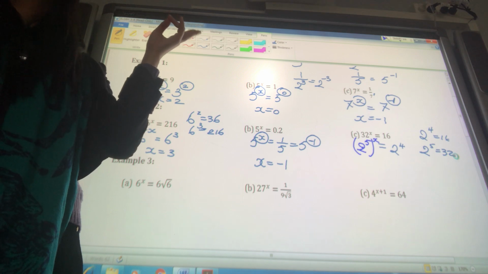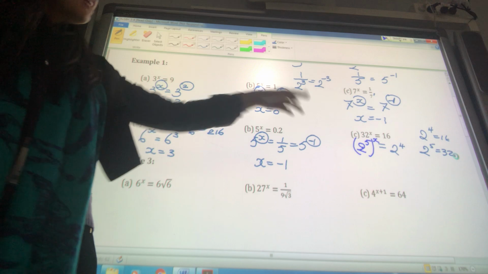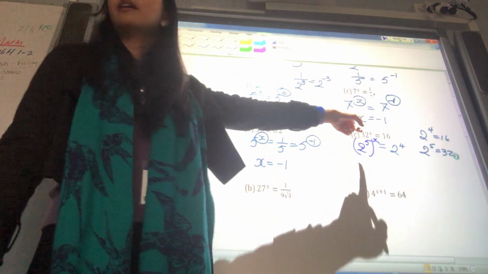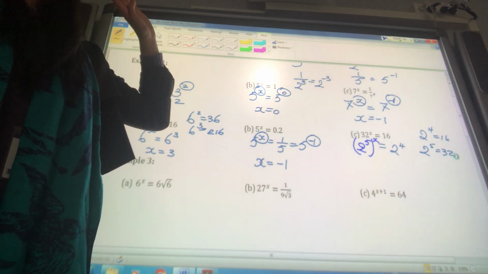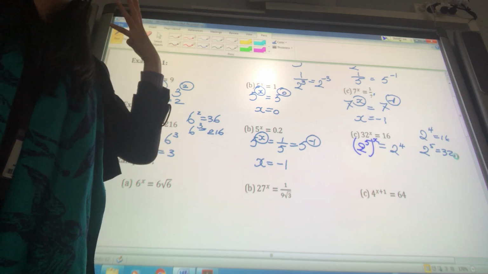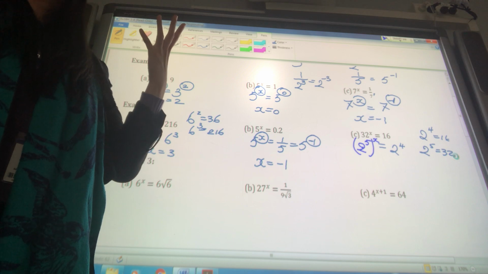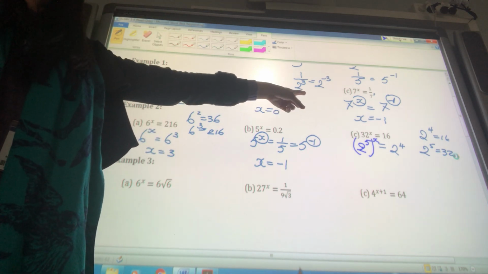Because I just did something to 32, I didn't do anything to the x yet, right? I just changed 32 to 2 to the power of 5. So I guess it's probably easier if you just remember 2 to the power of 5 is 32. That's something you'll be using very, very frequently. So 2 to the power of 5, x equals 2 to the power of 4.